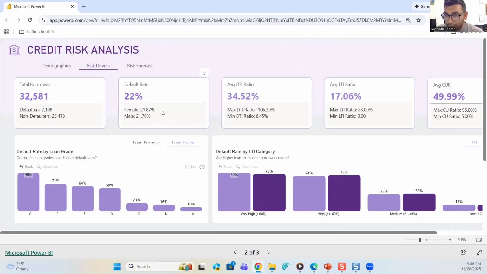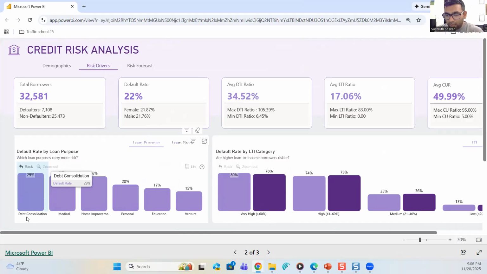21.87% of them are female. So they're analyzing who's defaulting and who's not defaulting. When it comes to this one, when they take a loan for debt consolidation, they already have some debt and want to take some more debt to resolve that debt. If that's the case, 29% of the time, as you can see, they will not pay back.